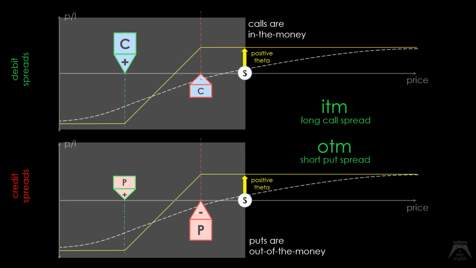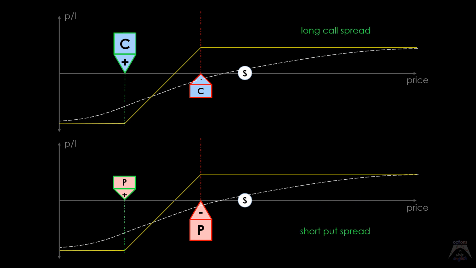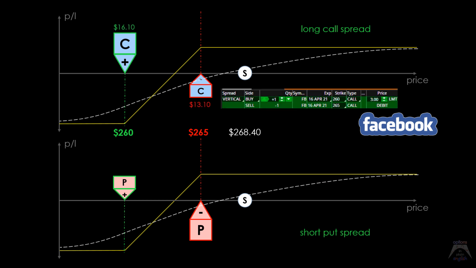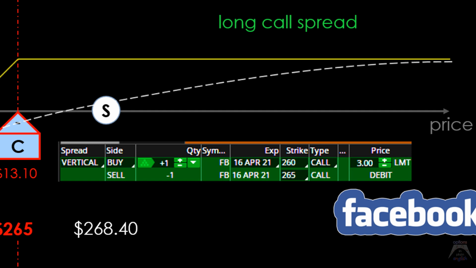Now, let's take a look at an example so we can see how this is reflected in the market. We'll take a look at Facebook, which is trading at $268.40. And where we'll establish an in-the-money long call spread using the $265 and the $260 strike prices. We can see the prices of both calls and how we can initiate the position for a debit of $3. This means that the max profit and loss that we can have are $2 and $3 respectively.